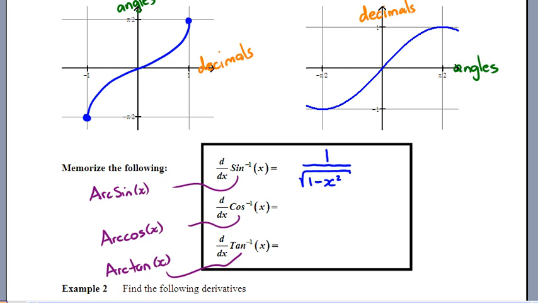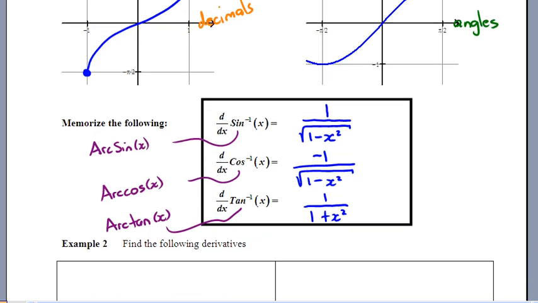Okay, the derivatives that you need to memorize, you got two more. The derivative for inverse cos is actually -1 all on top of the square root of 1 minus x squared. And the last one, the derivative for inverse tan, there's no roots in this one, it's 1 all over 1 plus x squared. They simply have to be memorized. There's no way around it. Just have to memorize those ones.